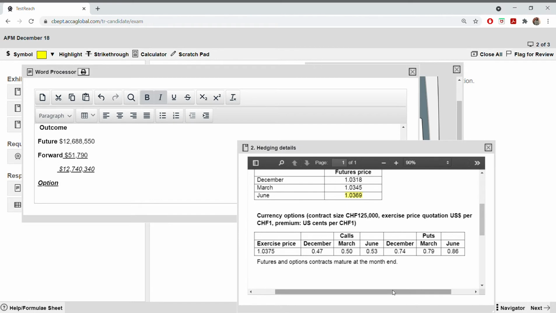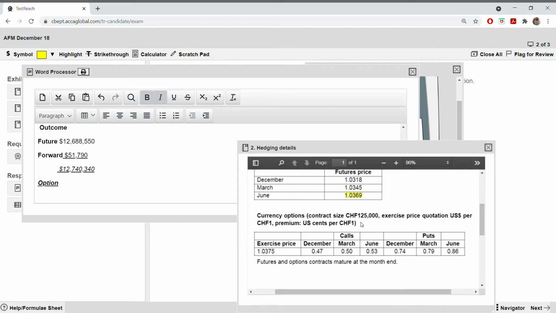First you have to decide whether it's a receipt or a payment, and just check the currency. It is quoted in Swiss franc. The currency which you are buying or selling has to be in that contract currency. So it is 125,000 in Swiss franc, and you are selling Swiss franc. You are selling Swiss franc means it's a put option. So you are buying the put option.